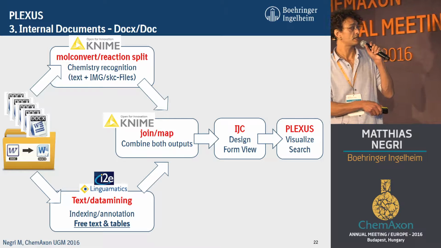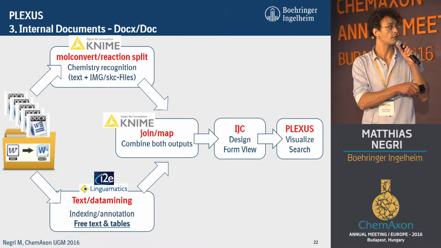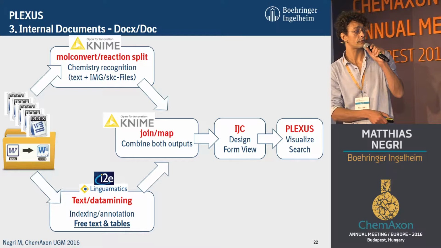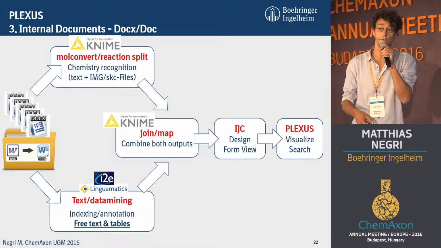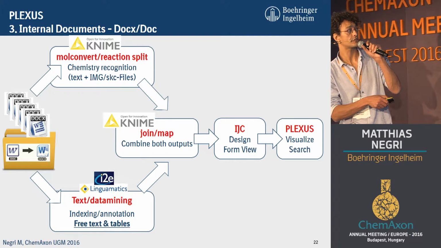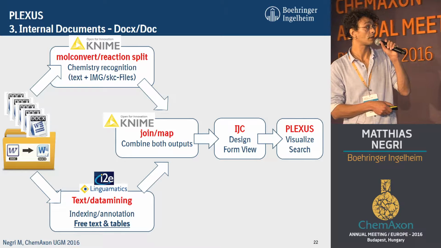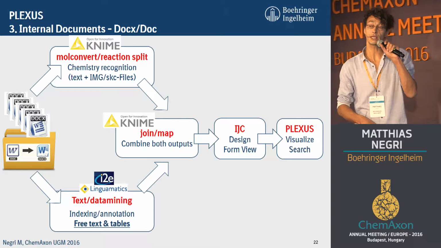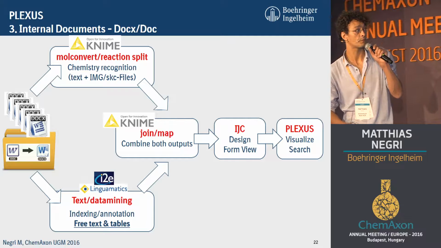The workflow is pretty easy. We have one folder where all the docx files are present. We have a two-branch system. One is going through text mining, so we're extracting the information present in these documents, coming from both free text and tables. And we have one part which is going over KNIME and chemical reaction tools like mole convert and reaction split, which is from ChemAxon, obviously. These are then joined within KNIME, brought into Instant JChem. We create the views, and these are then displayed via Plexus.